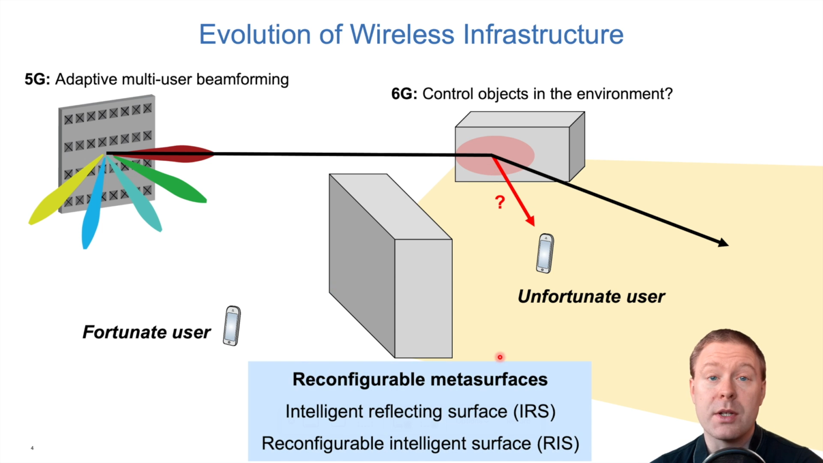Well, we can deploy what is known as a reconfigurable meta-surface. That is a material that can change its properties over time. And in particular, when we are using it in order to control propagation in wireless communications like I'm illustrating here, we can call it an intelligent reflecting surface, or IRS, as we do in this tutorial. It's also known as reconfigurable intelligent surface, or RIS, and that terminology basically means the same thing.